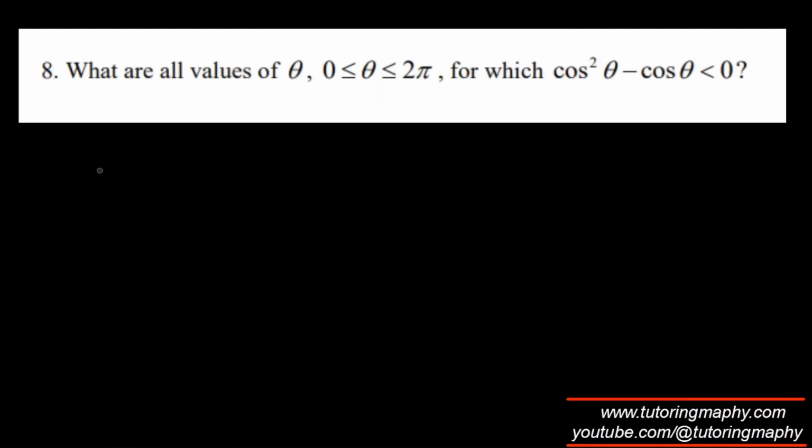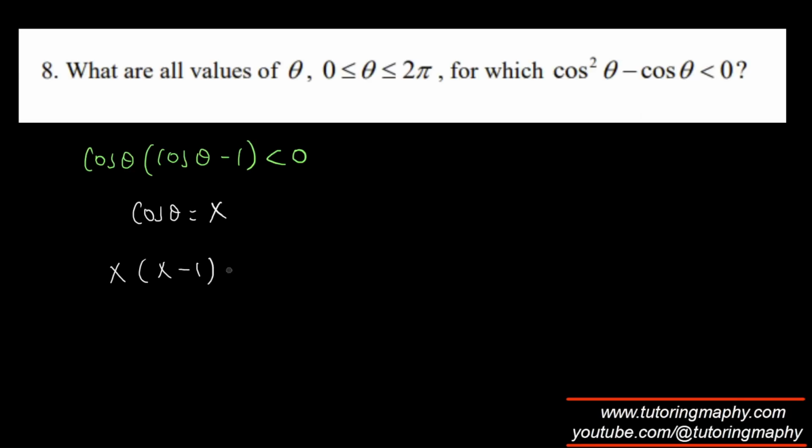Right, here I'm going to take cos as a common factor. So cos theta times cos theta minus 1 is less than 0. Now this is not the same thing because here I have cos and cos. If it is the same trig function, then it's actually easier because I can just treat that one cosine as, well, x probably. So I'm going to solve x times x minus 1 is less than 0, which if you remember, that's a number line thing.